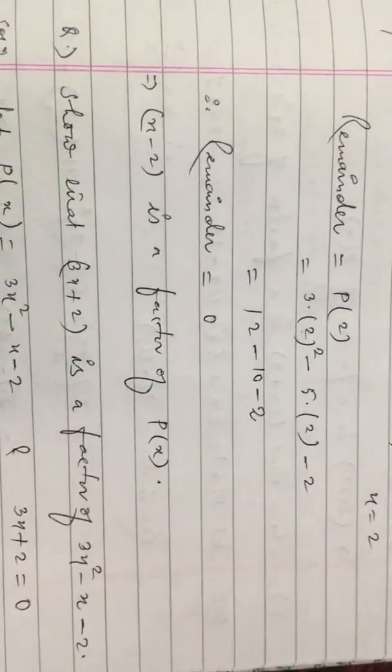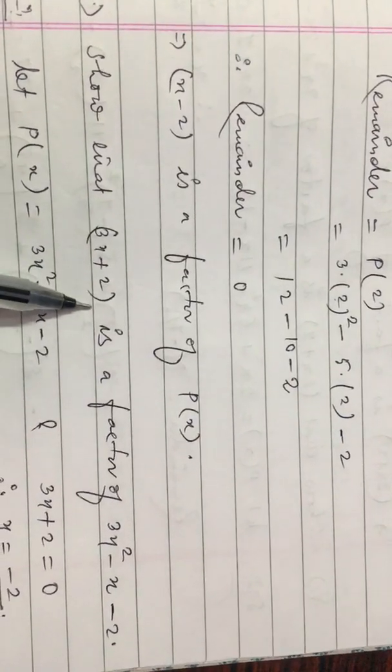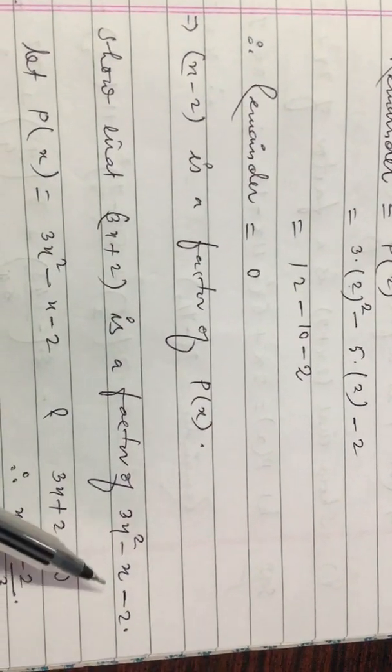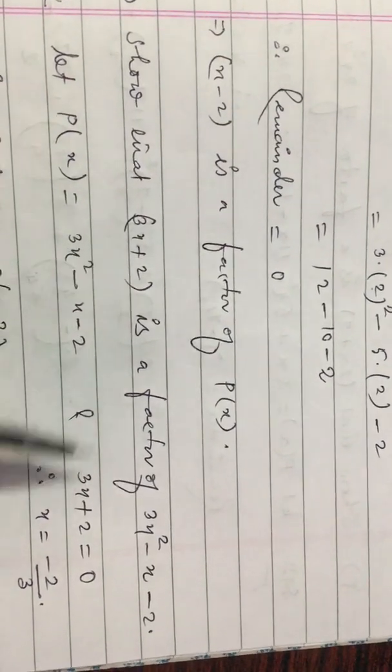Now see one more. Show that 3x plus 2 is a factor of 3x square minus x minus 2. So first we have to find the zero of this 3x plus 2.